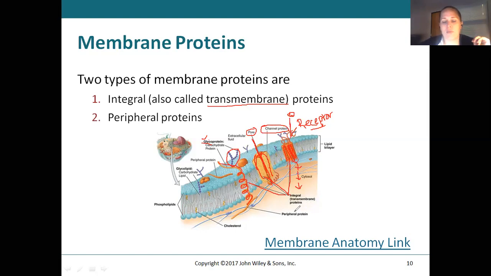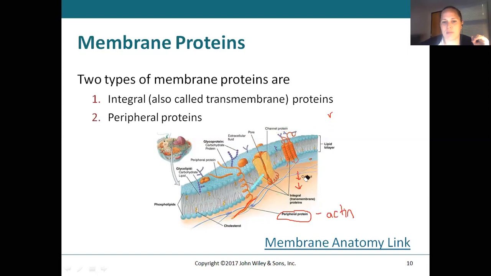And second, we talked a little bit about these peripheral proteins that you can see here. Peripheral proteins are just associated with the inside or the outside of the plasma membrane. Often those are structural proteins that help the cell kind of stay in its proper shape. So a great example of a peripheral protein would be something like actin. Actin creates structure inside the cell and gives that cell the shape that it needs in order to carry out its function.